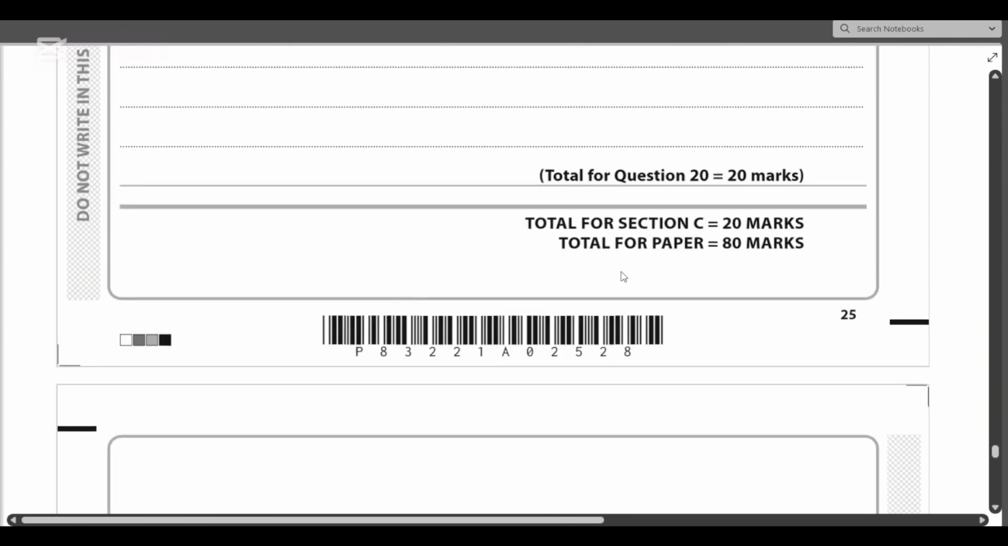So with this, we can clearly say that our section C is also complete.